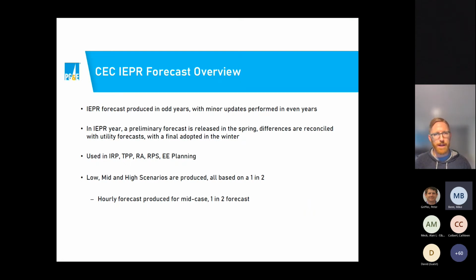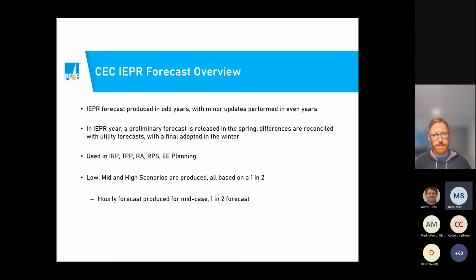Okay, so the IEPR forecast is produced in odd years with minor updates performed in even years. In an IEPR year, a preliminary forecast is released in the spring, and there's a process that they go through to reconcile differences with utility forecasts, socialize the forecast, etc. And then a final is adopted in the winter. It's used across a number of proceedings, including the IRP, RA, transmission planning, RPS, energy efficiency planning, and I'm sure there's others that I've left out.